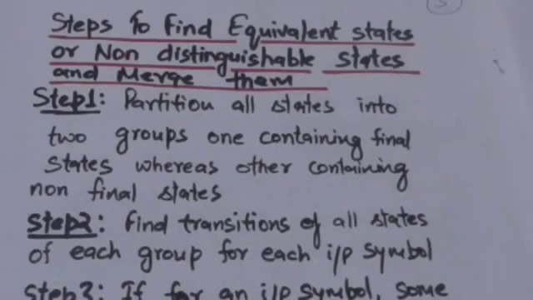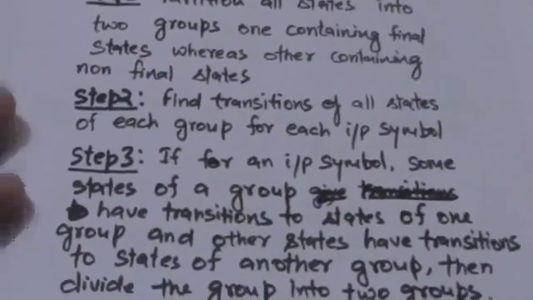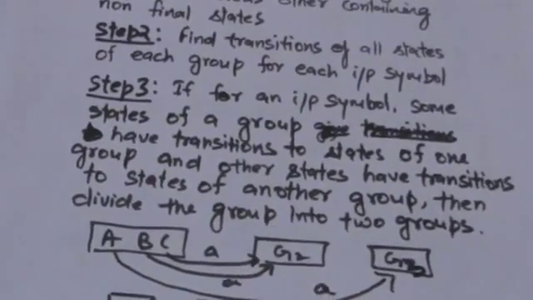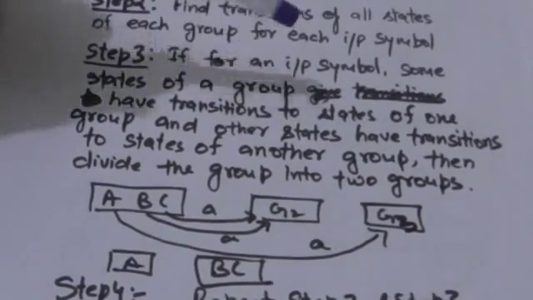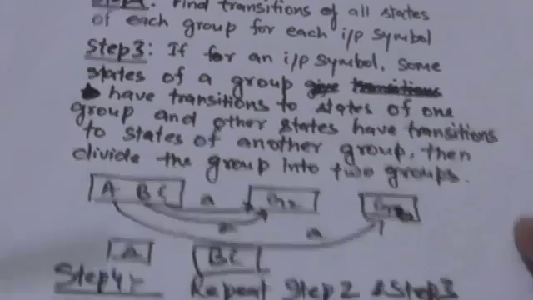Now we will study the steps to find equivalent states or non-distinguishable states and merge them. First of all, we have to partition all states of DFA into two groups. One group will contain final states and the other group will contain non-final states. Then find transitions of all states of each group for each input symbol. If for an input symbol, some states of a group have transition to states of one group and other states have transition to states of another group, then divide the group into two groups.